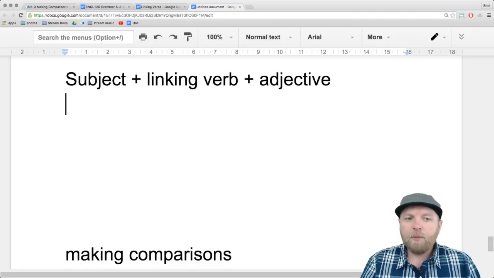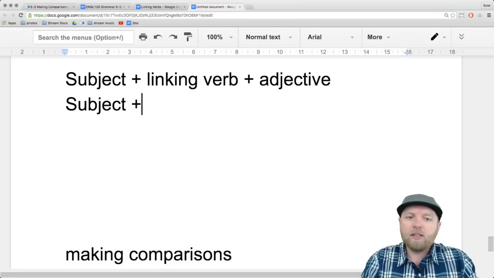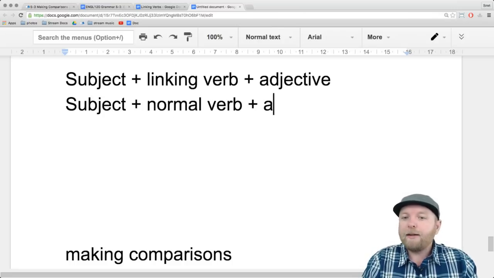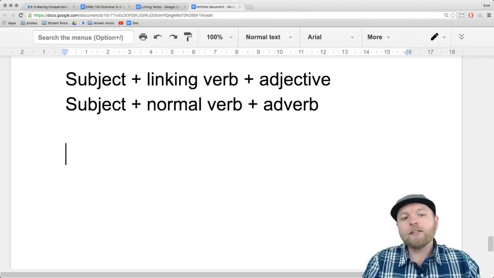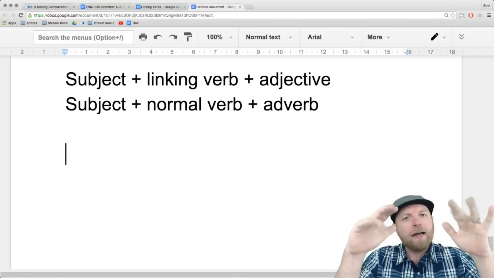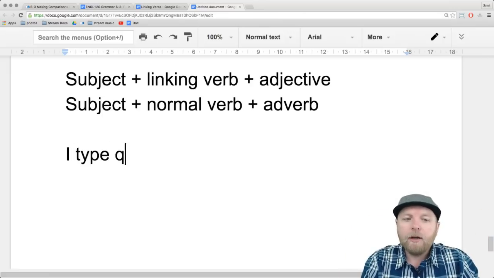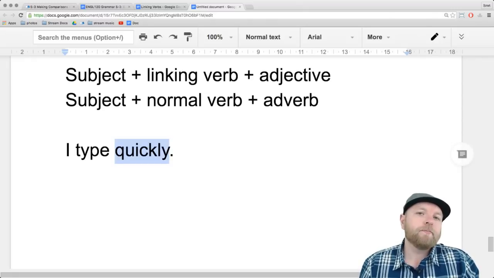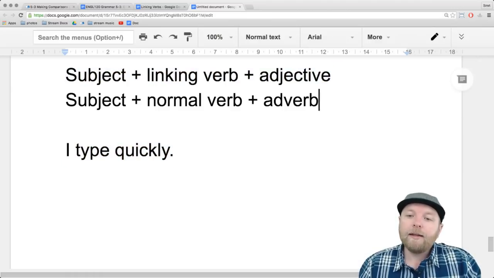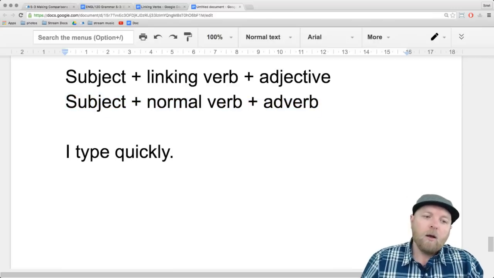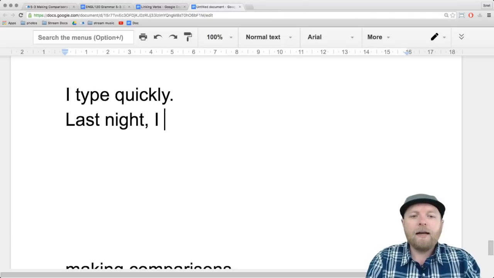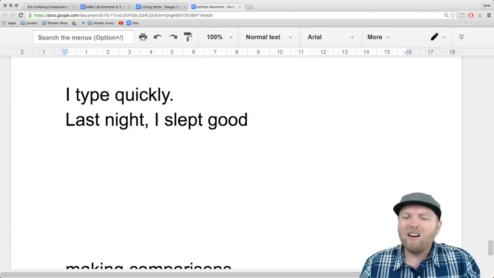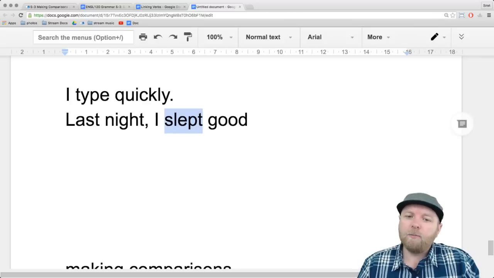Why is this important? Because other times in English, we have a normal verb and an adverb. Okay, so for example, what is this called? This is called typing. I type quickly. You see here, this is an adverb, right? So what is this sentence? Is it this one? No, it's this one. Or, last night, I slept good. No, no, this is not a linking verb. This is an adjective, right? So this is a normal verb.